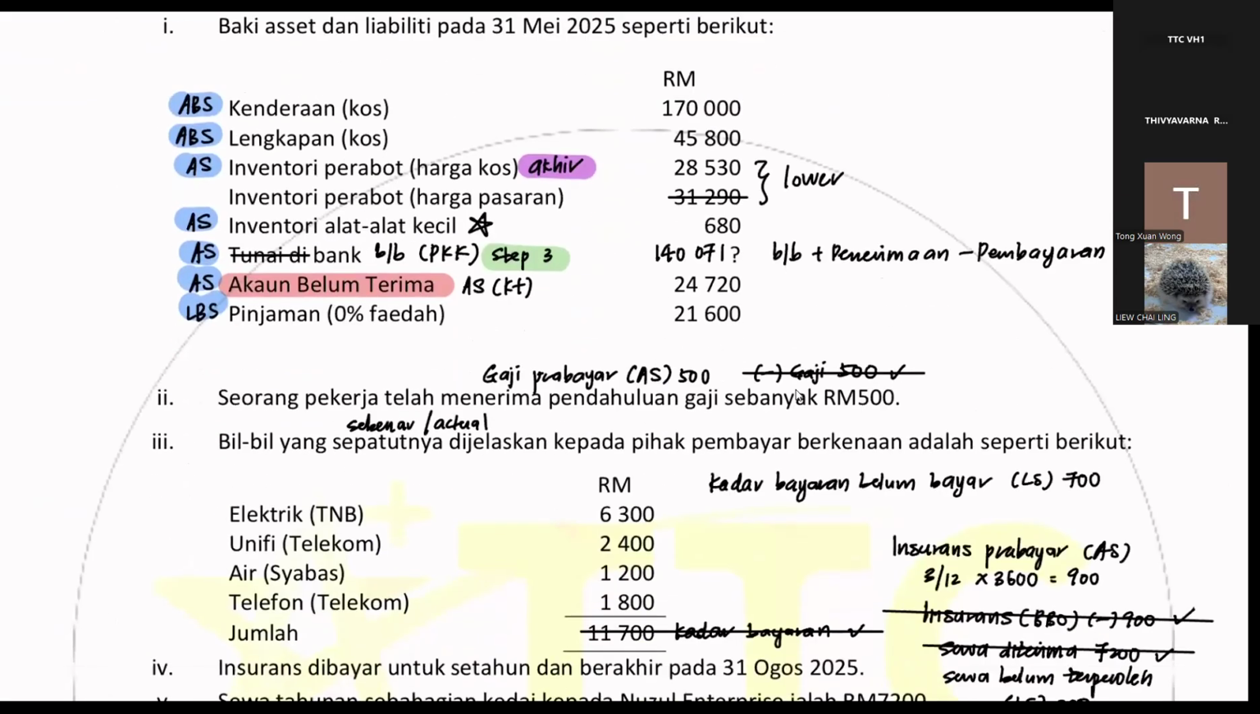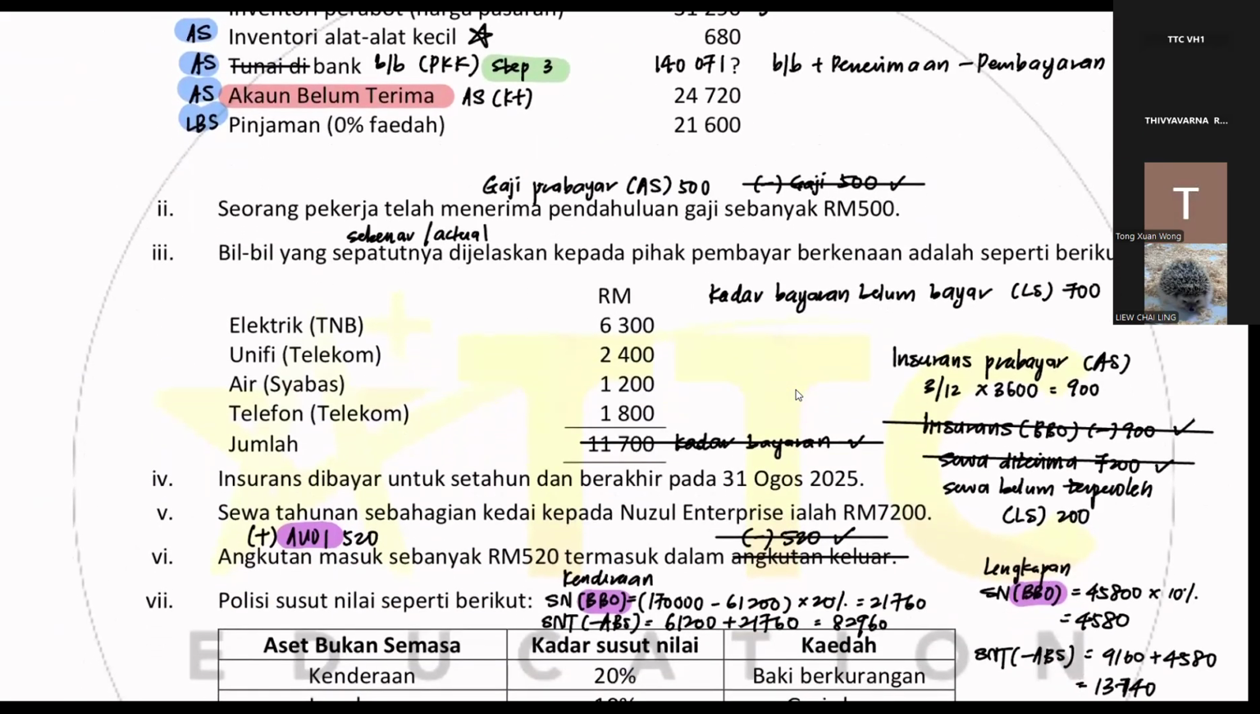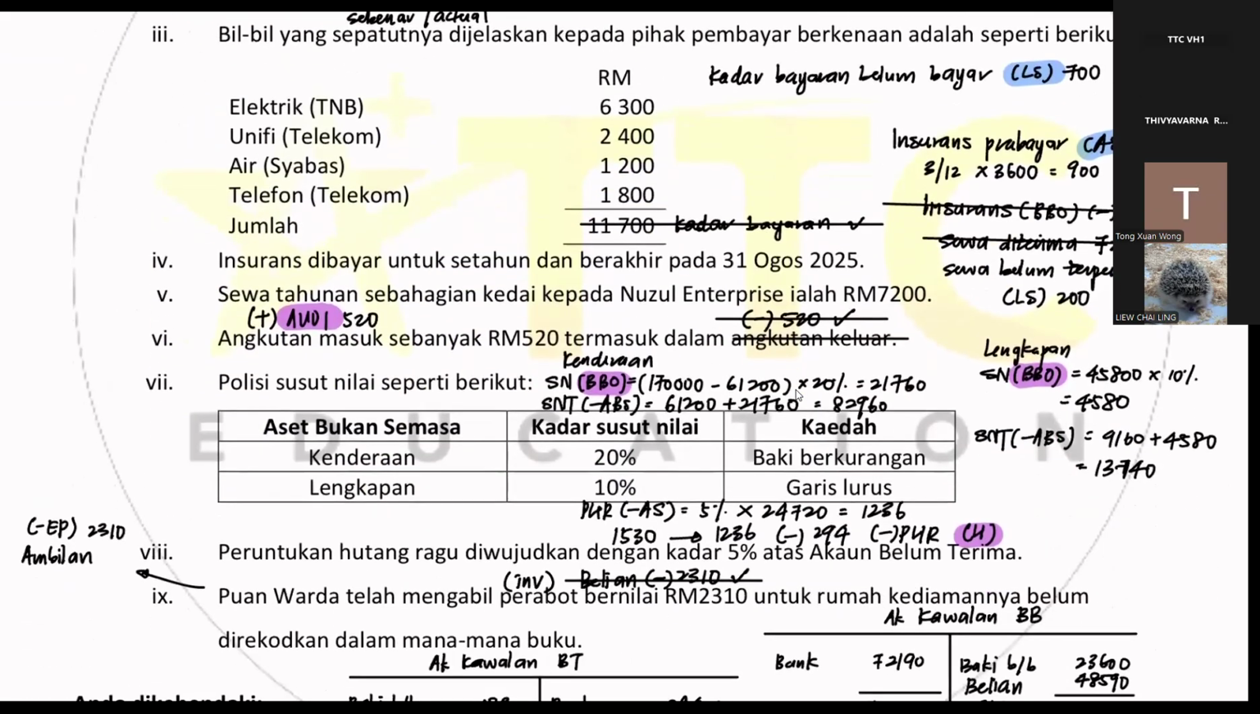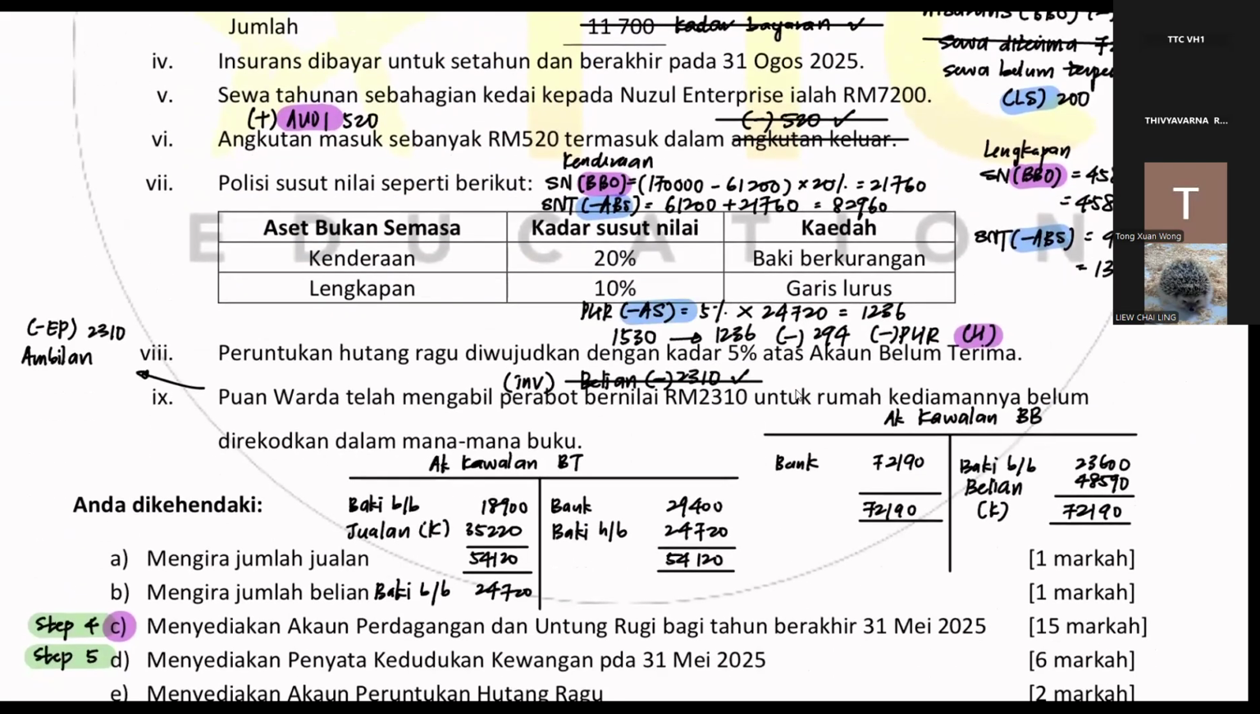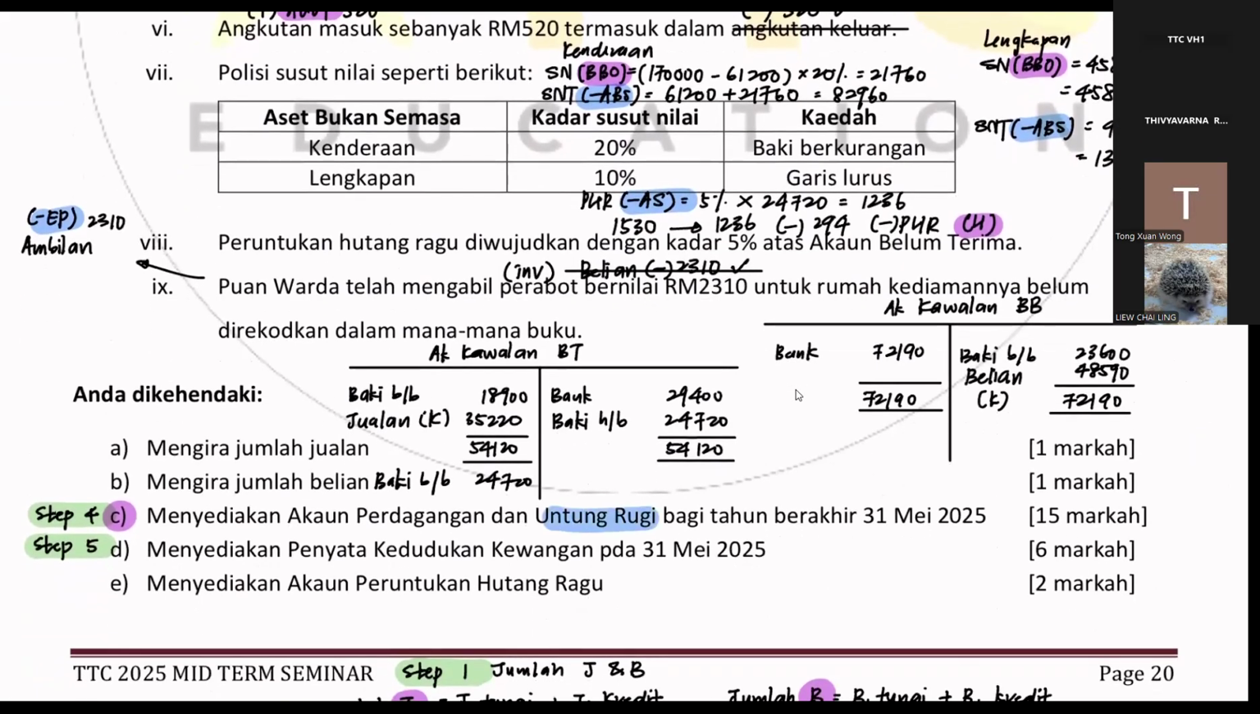Okay, then next maklumat tambahan. Gaji prabayar. Kadar bayaran belum bayar. Insurance prabayar. Sewa belum terperoleh. What else? SNT kenderaan, SNT lengkapan, PHR to minus with ABT separately. You got one more ambilan. And also you will get your untung or rugi bersih from APO. Okay? And that's all the information to prepare for your answer.